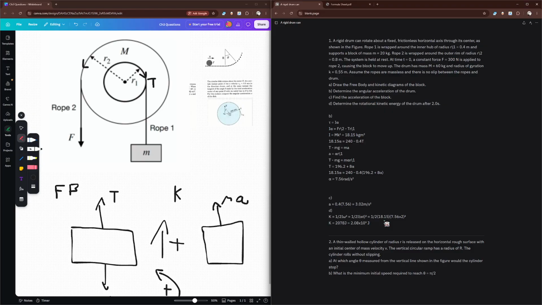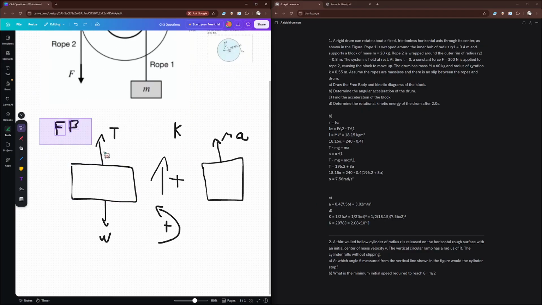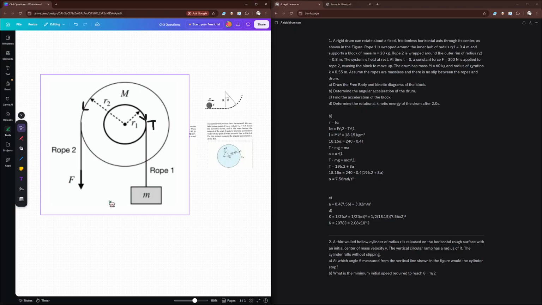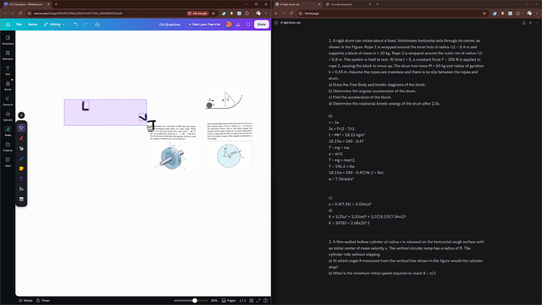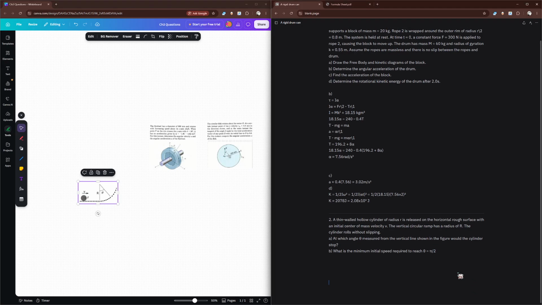And that is how you solve question 1. So that was a pretty easy question, right? Basically just plug and chug some formulas and then use your free body diagram, kinetic diagram, right? So on to the next question, question 2 over here.